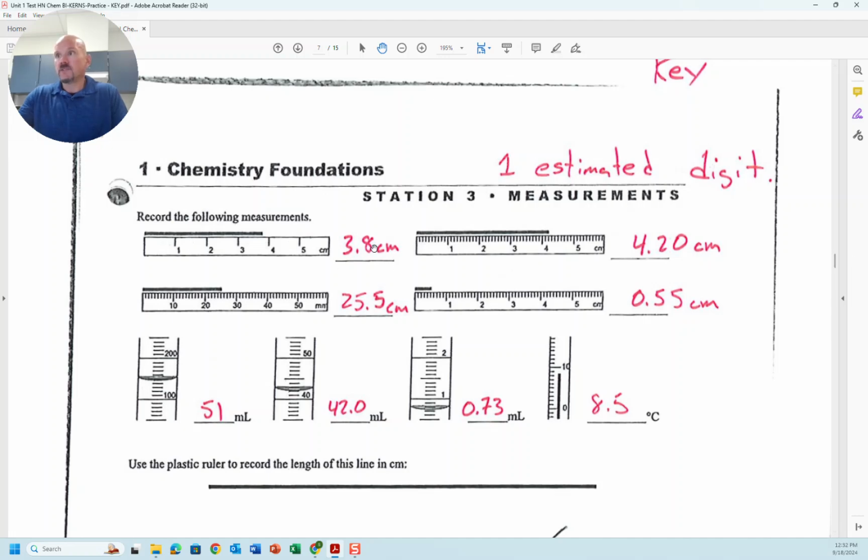All right. So I said 3.8. If you said 3.7, you'd be right. If somebody else said 3.9, that'd probably be allowed. Right. It's an estimated digit. Your estimate might not be the same as mine. That's why it's called an estimated digit, but you're only allowed one.